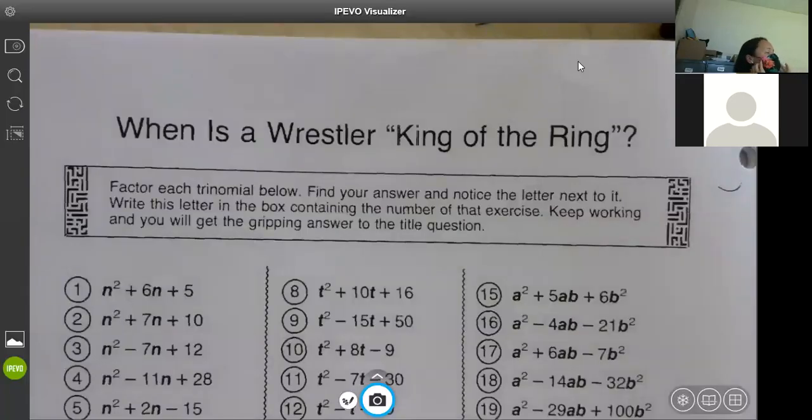All right, so we're going to go ahead and get started. What you guys have today are two worksheets that you're just going to practice all this factoring for. Sorry. So we're going to look at a few of these to make sure that you know what you're doing.